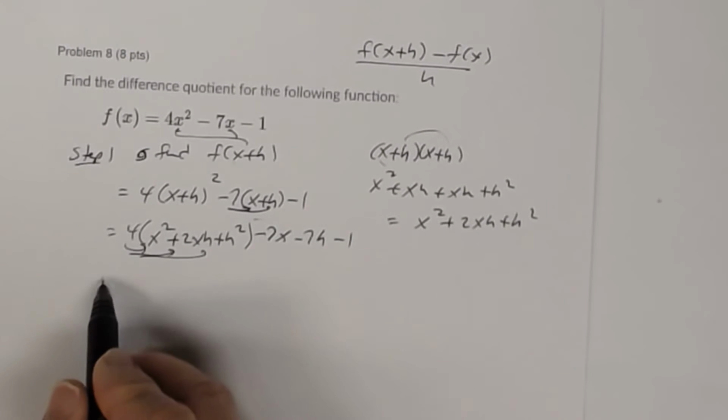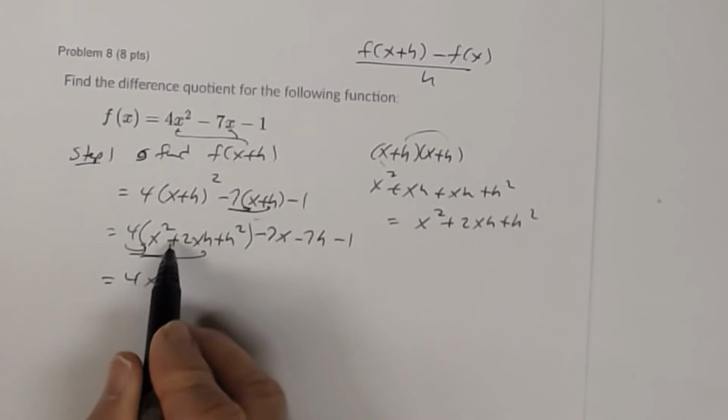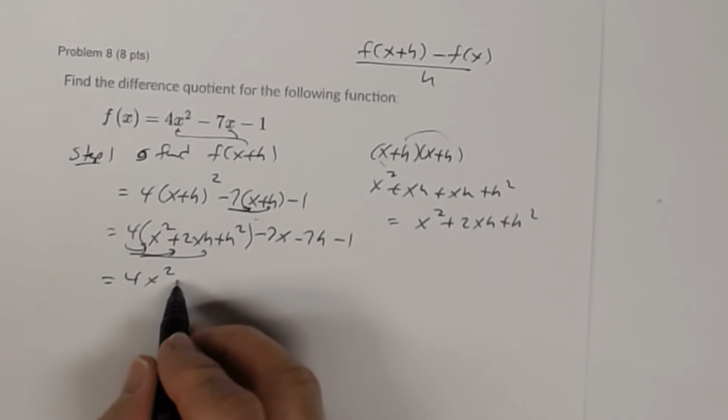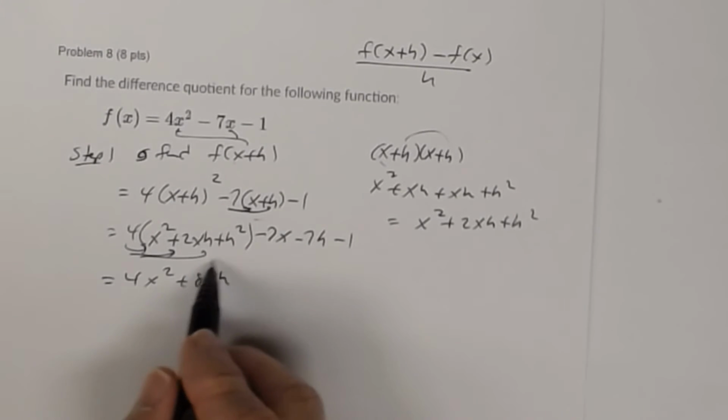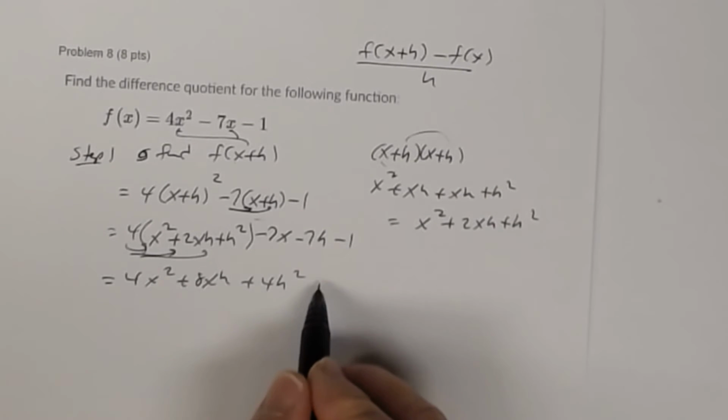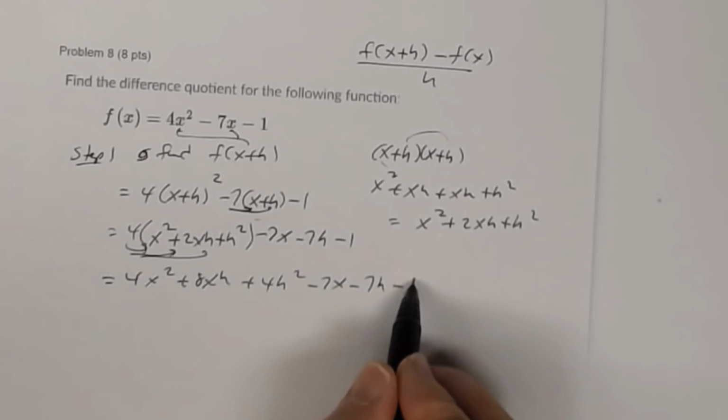Distributing the 4 here, I get 4x squared. 4 times 2xh is 8xh. 4 times h squared is 4h squared, minus 7x minus 7h minus 1.